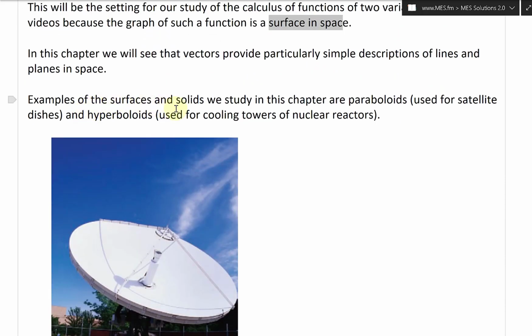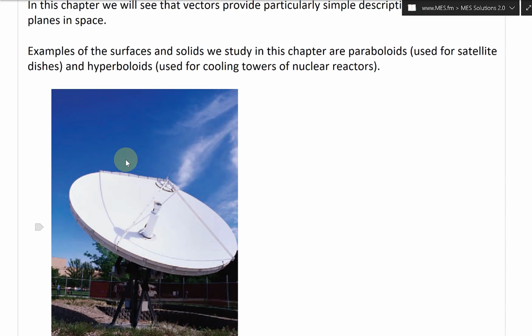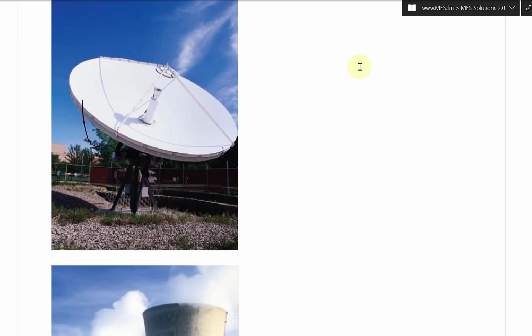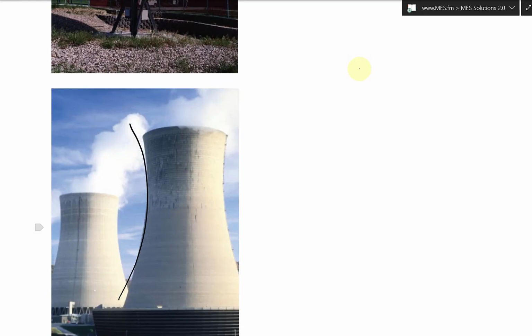Examples of the surfaces and solids we study in this chapter are paraboloids, used for satellite dishes. So here's a 3D parabola like this, and so on. There, satellite dishes, and hyperboloids used for cooling towers of nuclear reactors. Notice this setup here is a hyperbola, and then you have it in 3D, and so on.